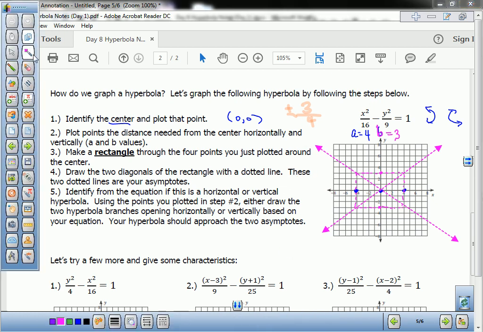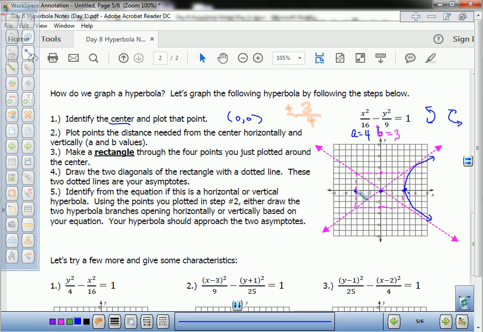Now, once you have your asymptotes drawn, all you do is you go to your vertices and you just follow along the box and the asymptote with your curve. And we know it has to go left and right. We figured that out to start with. So it just rides along the asymptote. And there's a hyperbola. So easy.